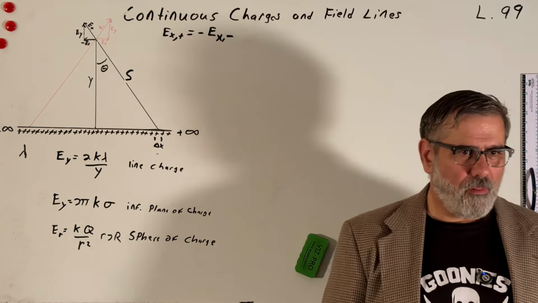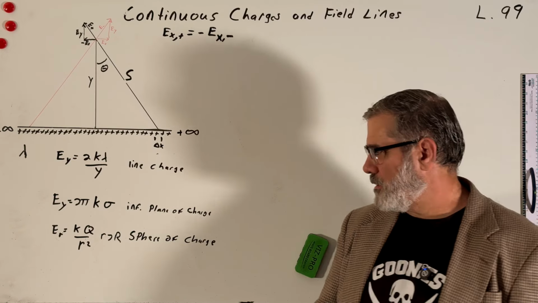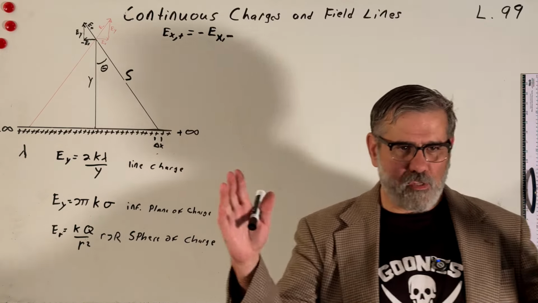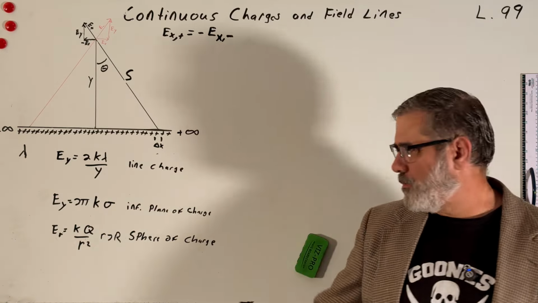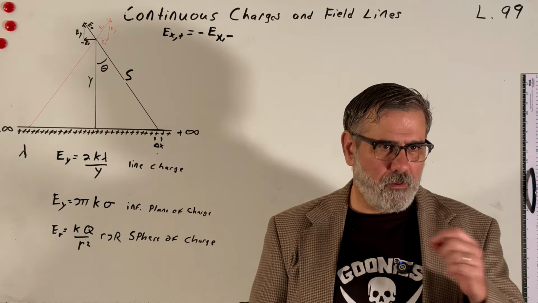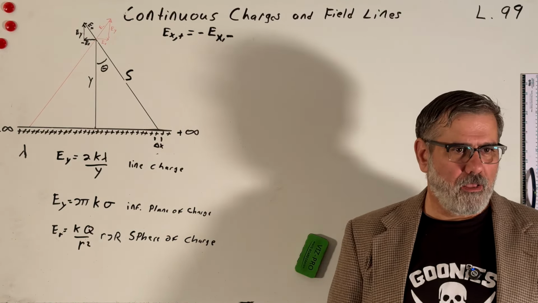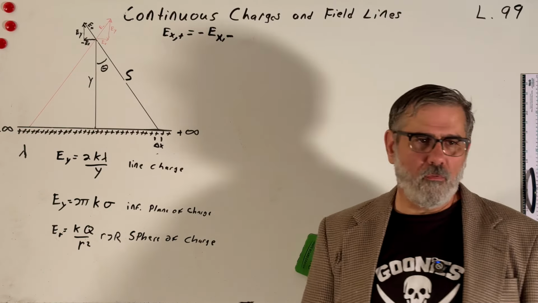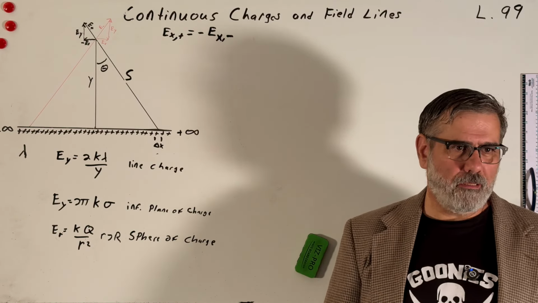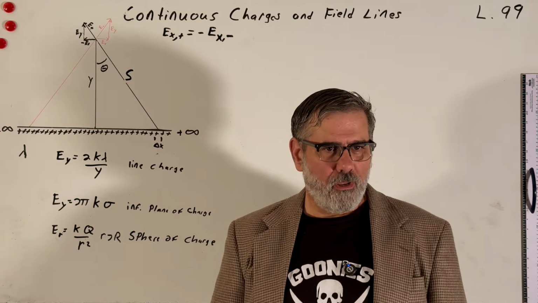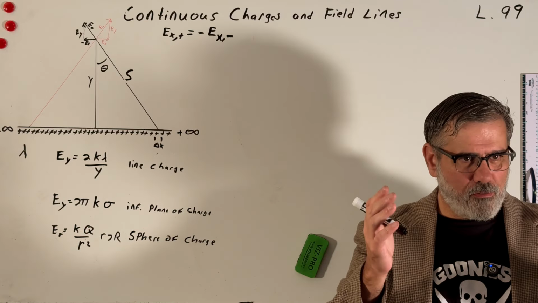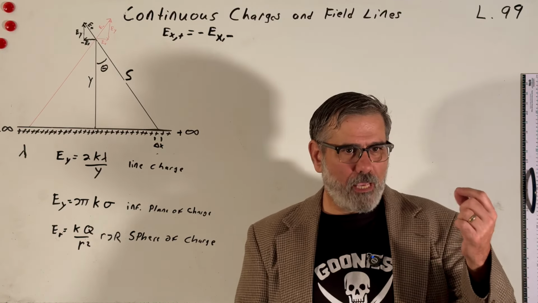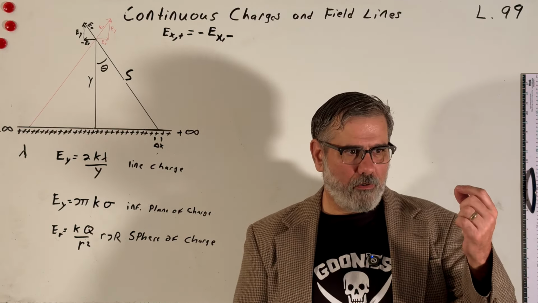If it's a shell, you get an interesting result. If it's a solid object, then the field inside the sphere just is linear with the distance from the center. Okay, it just increases linearly until you get to the edge of the sphere, and then it starts dropping off like 1 over r squared, like a point charge. Okay, but if it's a shell of charge, and it's a hollow shell, right? That's what I mean by shell. Inside the sphere, the electric field is 0.